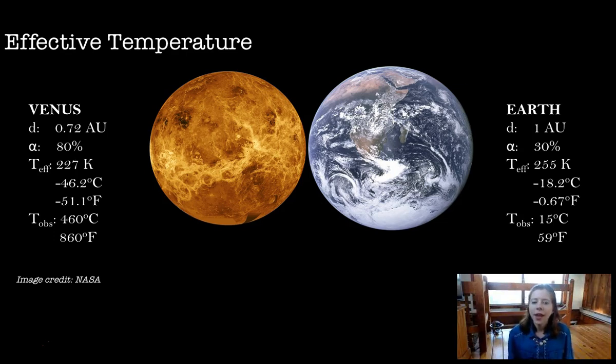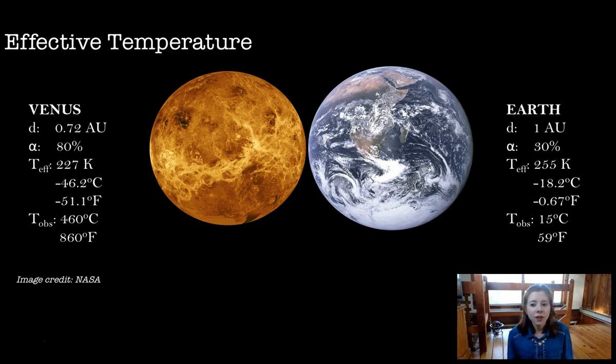life to exist. However, the observed temperature, so the temperature that we actually measure on these planets, is quite different than the effective temperature just based on the reflectivity or albedo of the planets and the solar radiation flux density hitting the top of the atmosphere. So let's take a look.